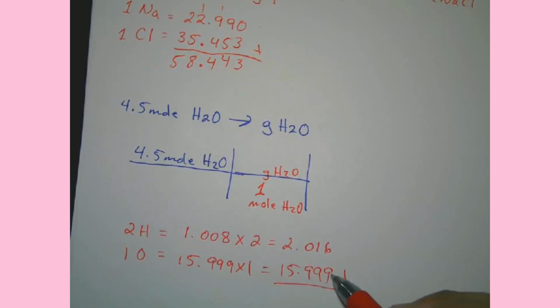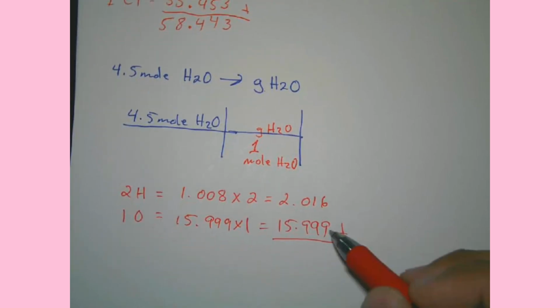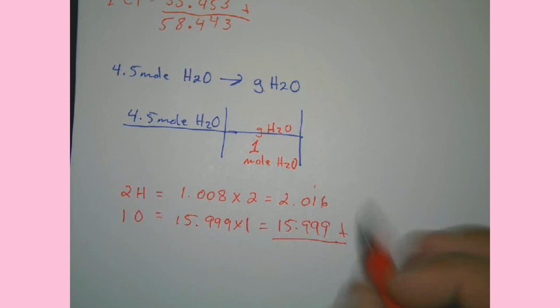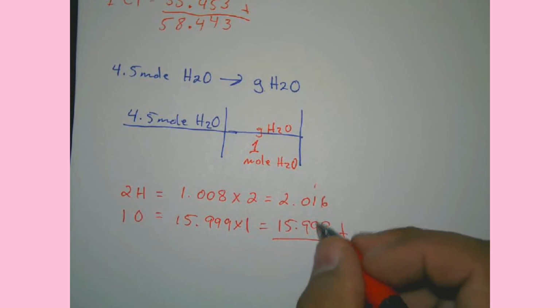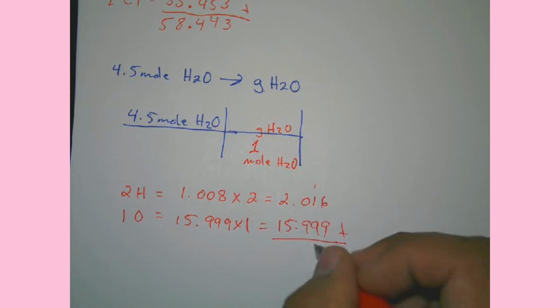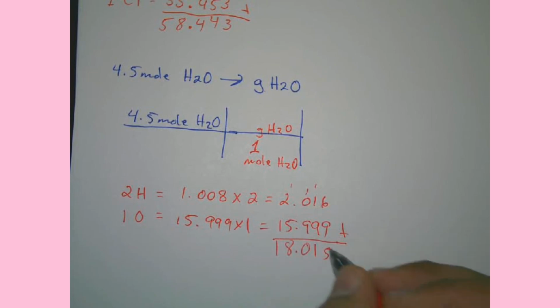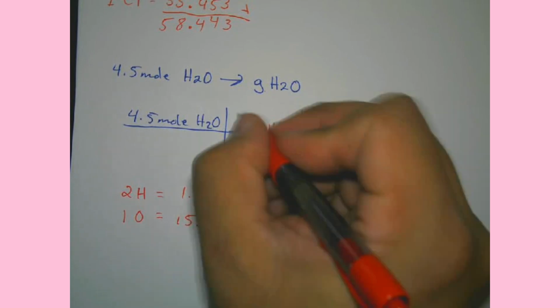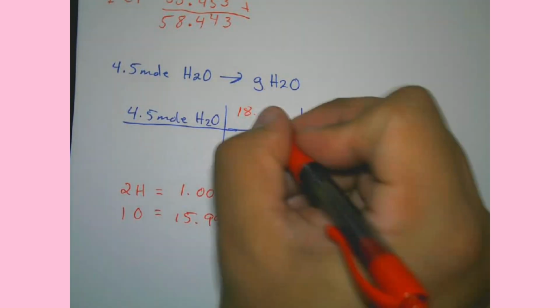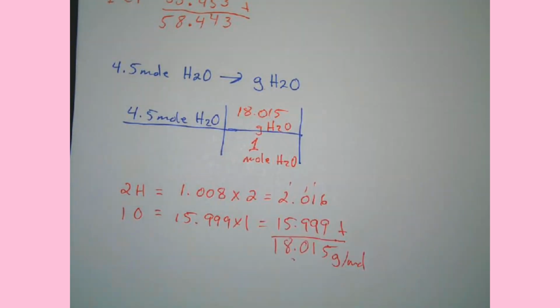So 9 plus 6 is 15. 9 plus 1 is 10, plus 1 is 11. That's 9, 10. That's 7, that's 8. So water weighs 18.015 grams per mole, right? So I get to plug that in right here, 18.015. Okay. Now it's time to actually do the math for the mole conversion.